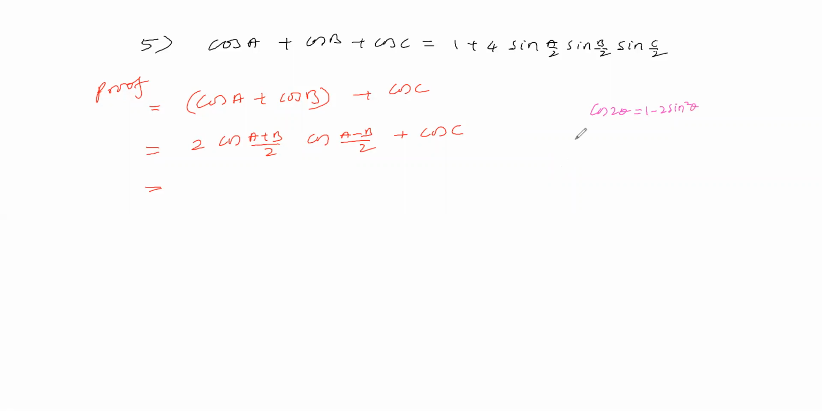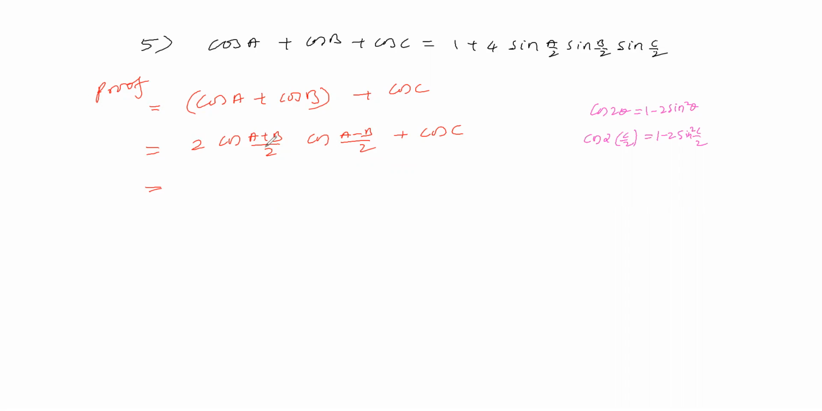Now this cos C we can write as cos 2(C/2), so that by this formula it is 1 minus 2 sin square(C/2). That means in the cos C place we have to substitute 1 minus 2 sin square(C/2).